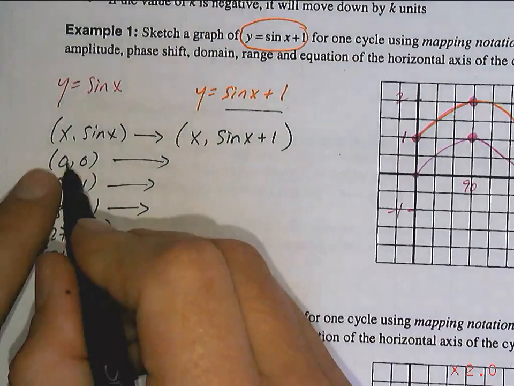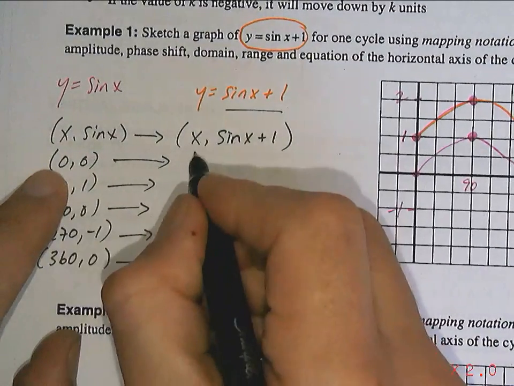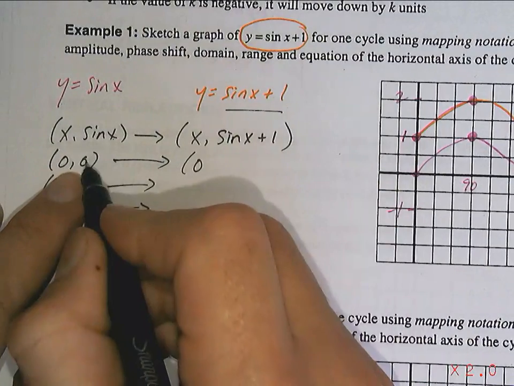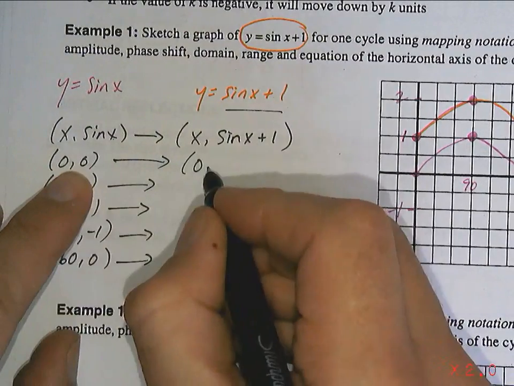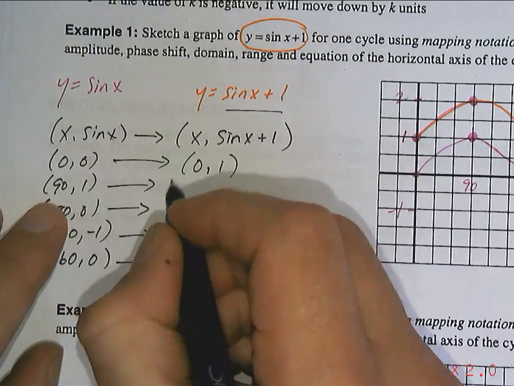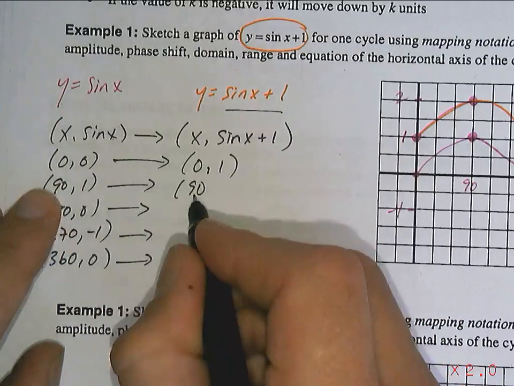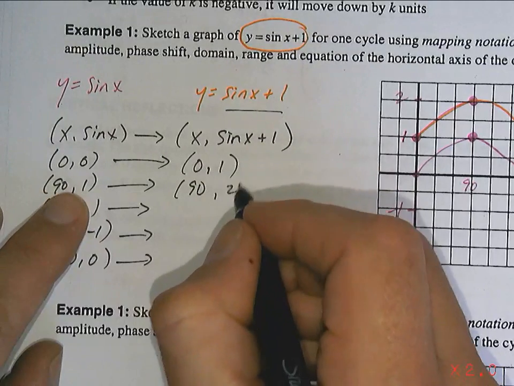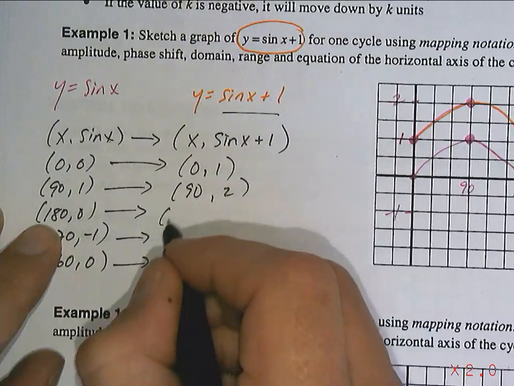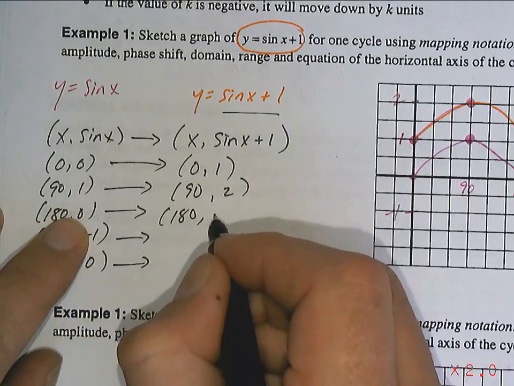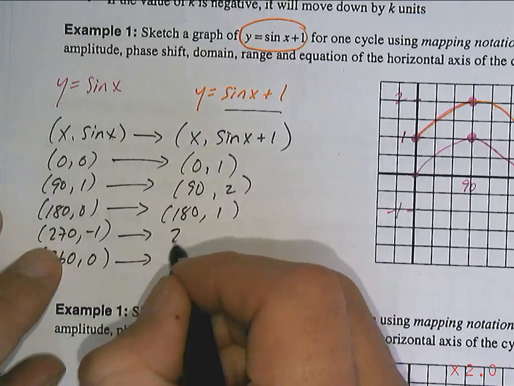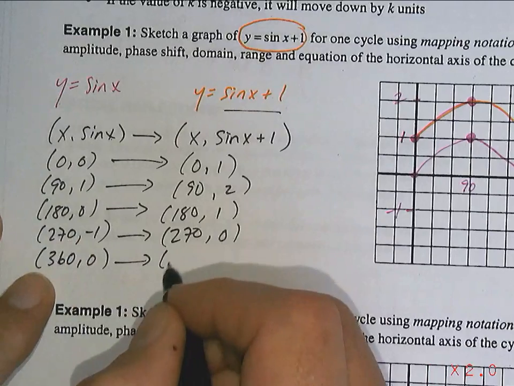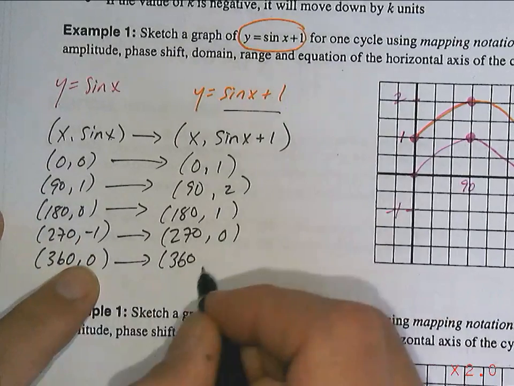So it used to be x is 0. Okay, that's fine. Sine x it used to be, but now it's sine x plus 1. So 0, sine x plus 1 is going to be 1. x, fine, they're both 90. Sine x is 1. Sine x plus 1 is 2. 180. So it's 0 plus 1 and 1. 270. Negative 1 plus 1 is 0. And then 360, 0 plus 1 is 1.